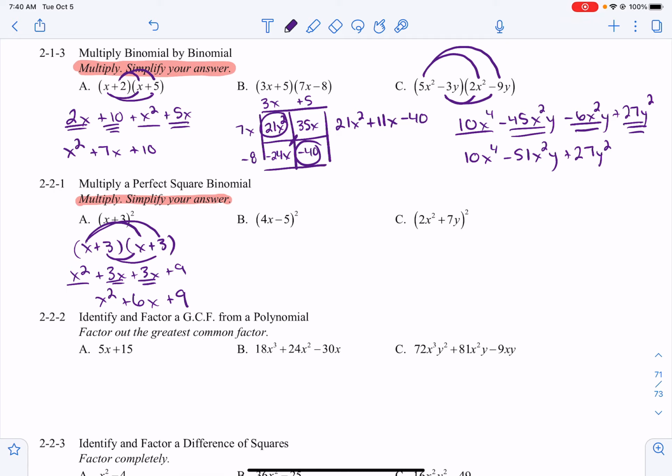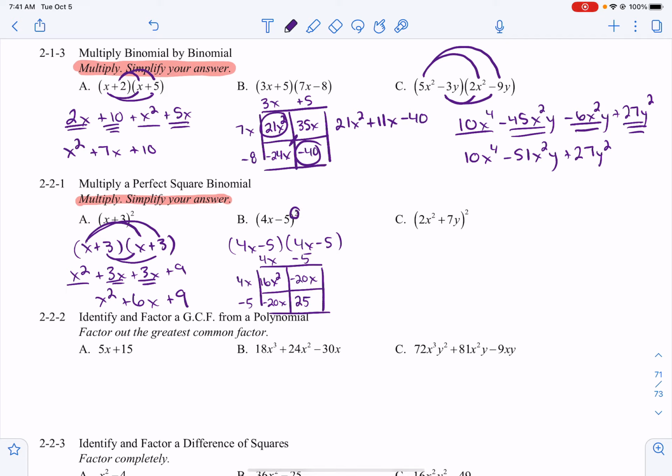Part B, 4x minus 5 squared. That's just 4x minus 5 multiplied by another 4x minus 5. So let's do the box method for this one. So my box, on one side, I'm going to have a 4x and a minus 5. On the other side, I'm going to have a 4x and a minus 5. So 4x times 4x, 16x squared. 4x times negative 5 is negative 20x. Negative 5 times 4x is negative 20x. Again, negative 5 times negative 5 is a positive 25.